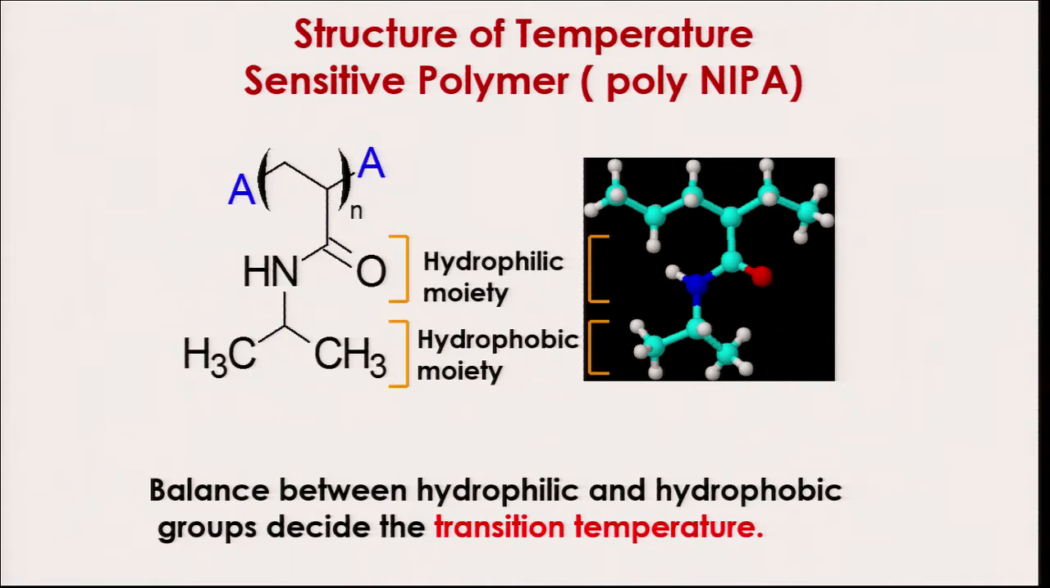So, your polymer will be soluble, or in the gel form it will be in the expanded or swollen form, and above 34 degrees this polymer would be in the collapsed, insoluble form, or the gel will be in the collapsed form.